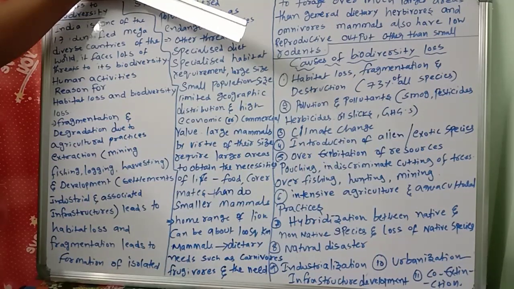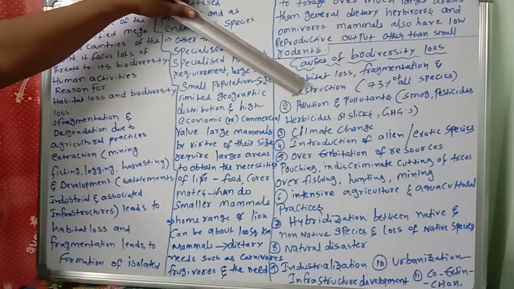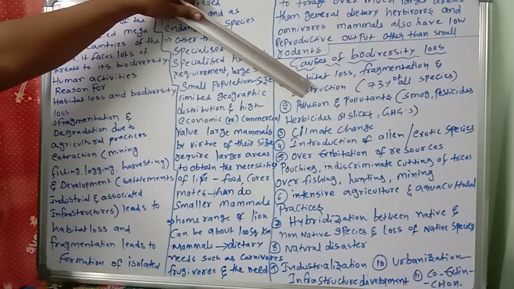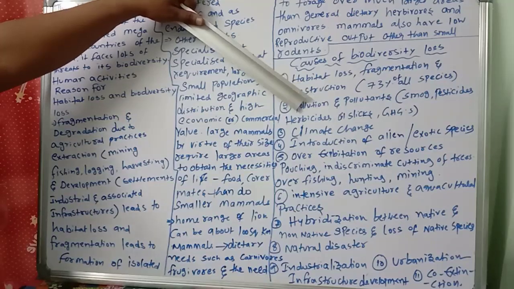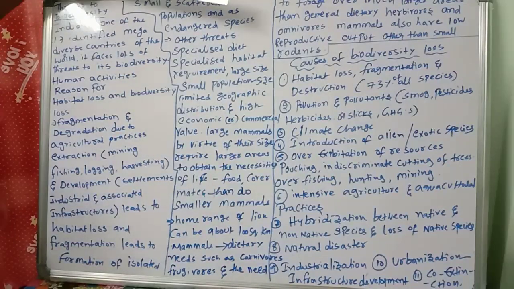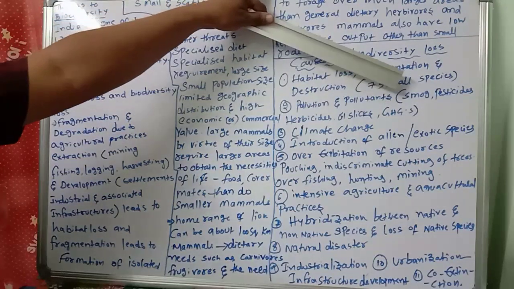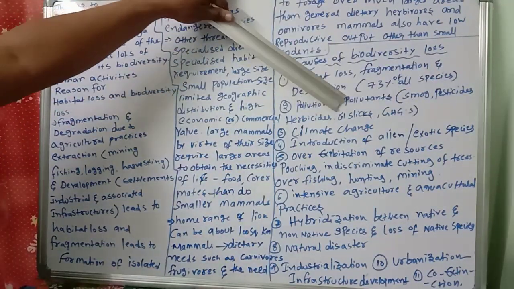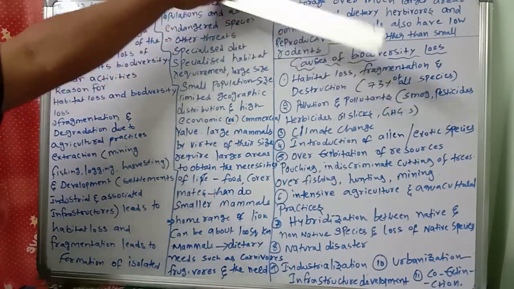Pollution and pollutants. The second problem for biodiversity loss is pollution and pollutants. You know very well, there is too much pollution in the atmosphere because of industries, urbanization, and everything. Because of that, what is happening? Pesticides, herbicides, oil slicks, greenhouse gases, smog. These all are damaging the biodiversity. Another important one is greenhouse gases.